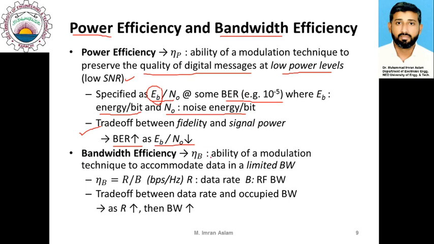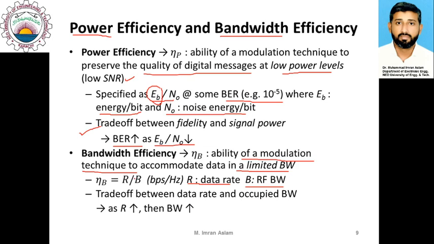Secondly, what is bandwidth efficiency? Bandwidth efficiency is the ability of a modulation technique to accommodate the data in a limited bandwidth. We represent this bandwidth efficiency as data rate per bandwidth. So it is represented as R over B, where R is the data rate and B is the RF bandwidth. So how much data rate we can get out of a unit bandwidth. Any modulation scheme which can achieve higher data rate would perform better.